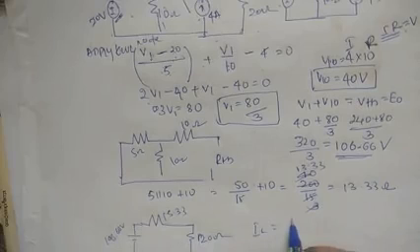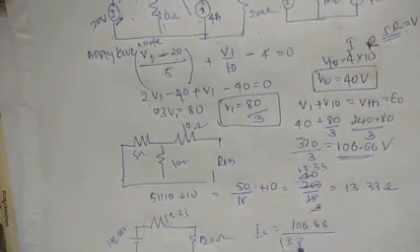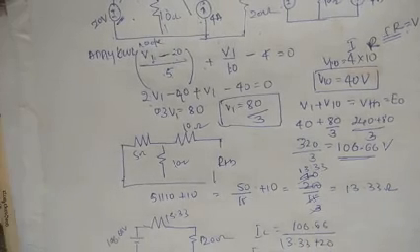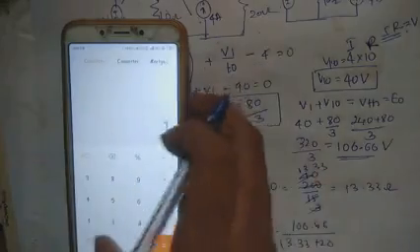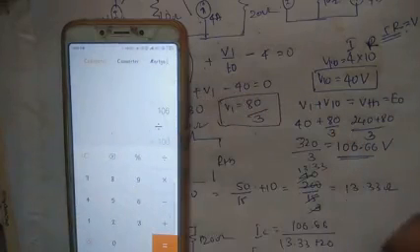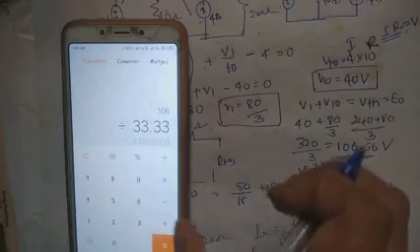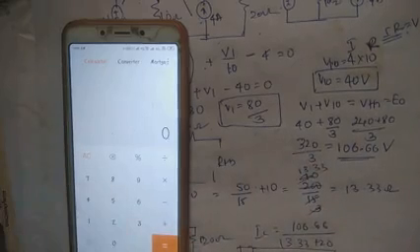IL equals 106.66 divided by 13.33 plus 20. IL equals 106 divided by 33.33 equals 3.18 amps. Right?